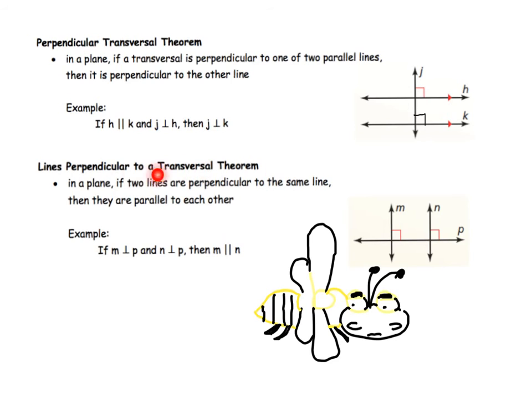Lines perpendicular to a transversal theorem. In a plane, if two lines are perpendicular to the same line, then they are parallel to each other. So because line M and line N are perpendicular to line P, we would have to state that line M and line N are parallel to one another.